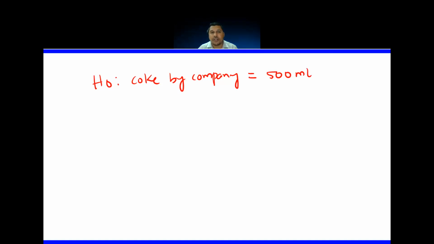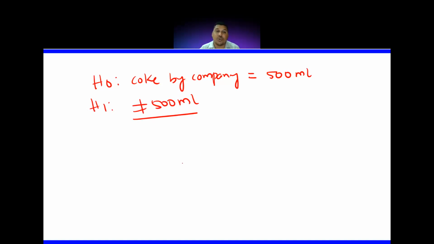So let us again discuss with an example. H naught says that the average amount of Coke filled by Coca-Cola company in plastic bottles is exactly 500 ml in a 500 ml bottle. This is your H naught. The company says the average amount of Coke filled in the bottles by our company is exactly equal to 500 ml. What will be H1? H1 will be that it is not equal to 500.